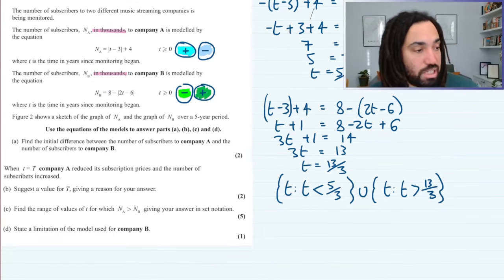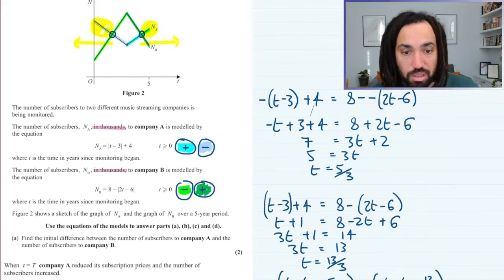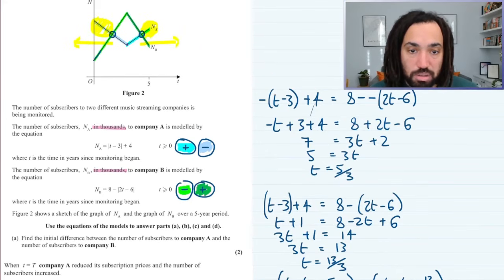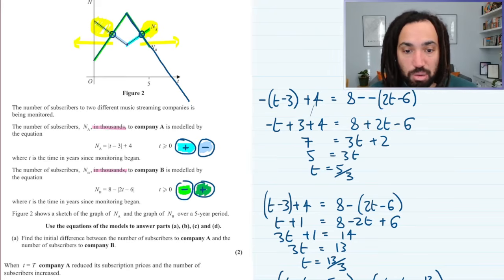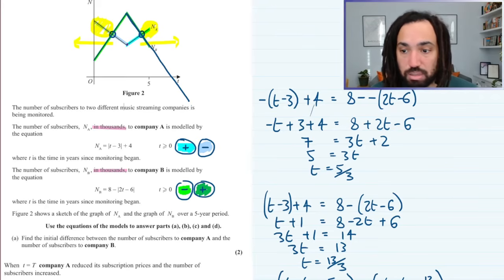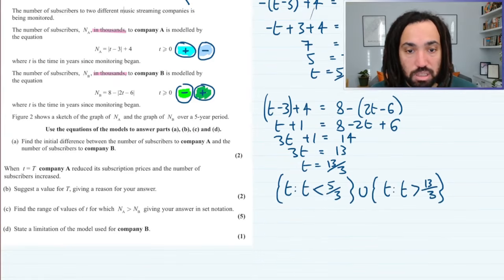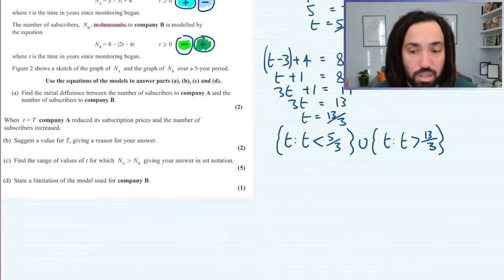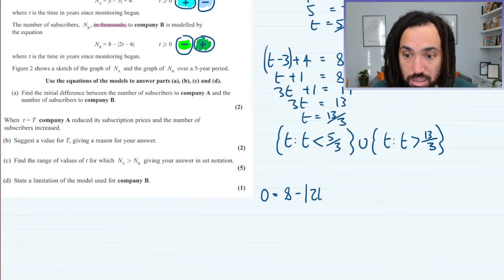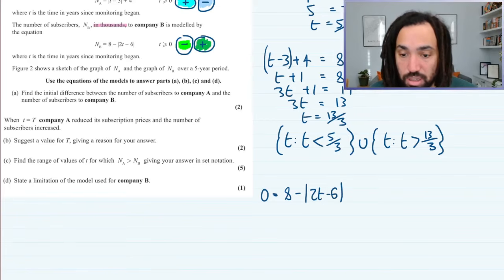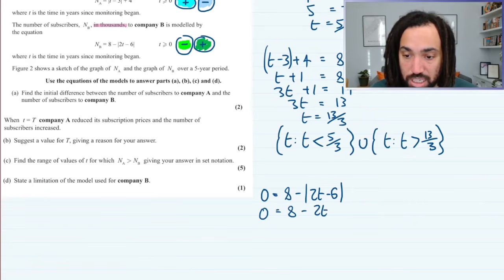Okay, then it says state one limitation of the model used for company B. So company B goes up, which is fine. It comes down, then it's just going to continue going down like that. So there's going to be a value at which it's going to become negative, which is not possible. I guess we can find that value by setting the number of subscribers equal to 0, like so. Then we can say that 8, so minus 2t plus 6 equals 0. So 2t equals 14, so t equals 7.